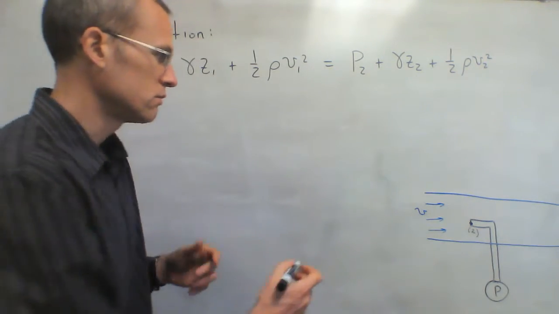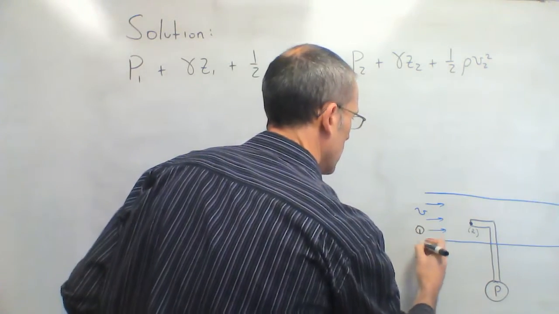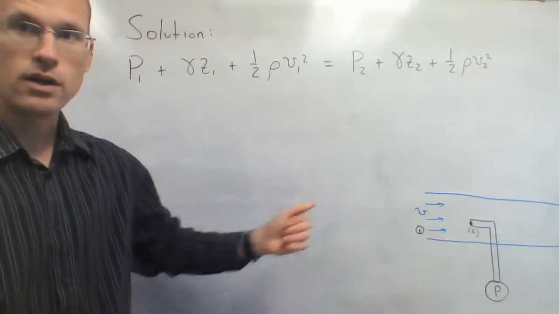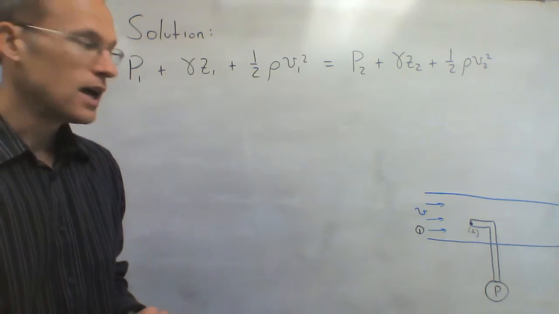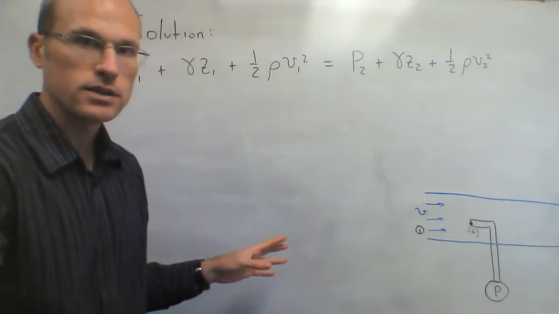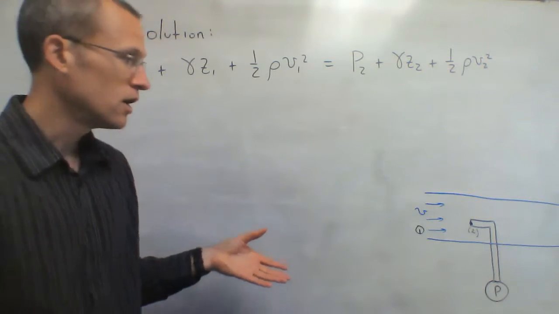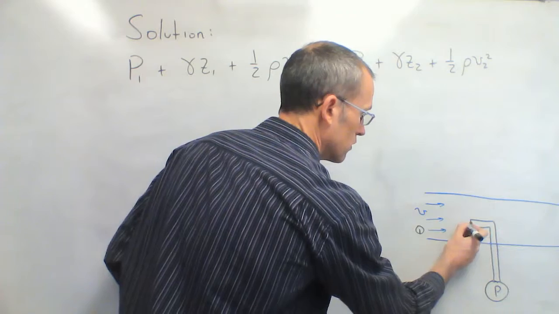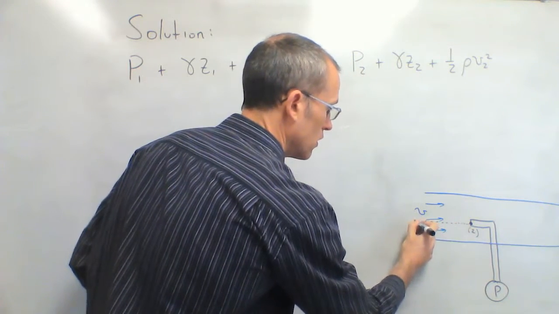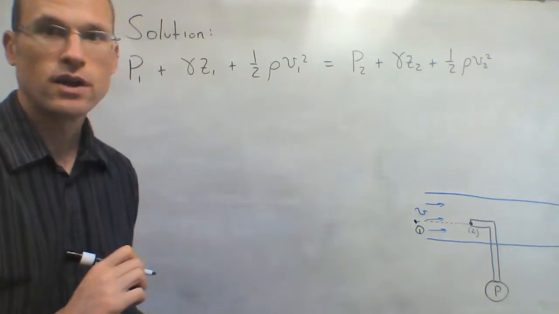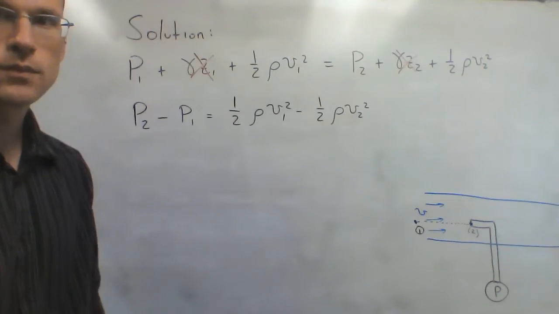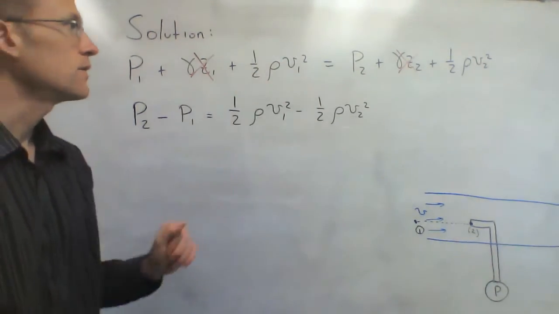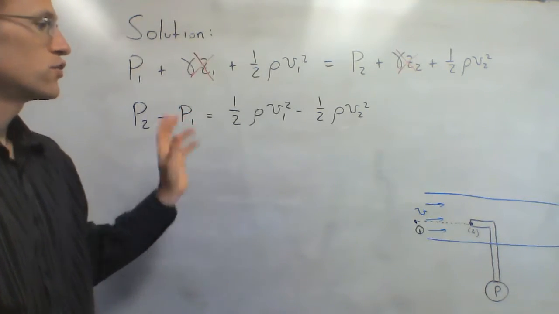Then point 1, just somewhere up here, I have some velocity that I want to find, and some pressure that's again constant up there somewhere. Officially, what I'm doing is I'm going to make these along the same streamline. So just take a horizontal streamline, and that's officially where point 1 is. That way, Z1 and Z2 are going to go away.